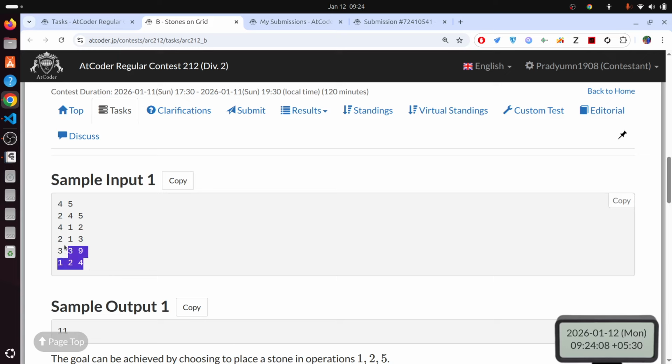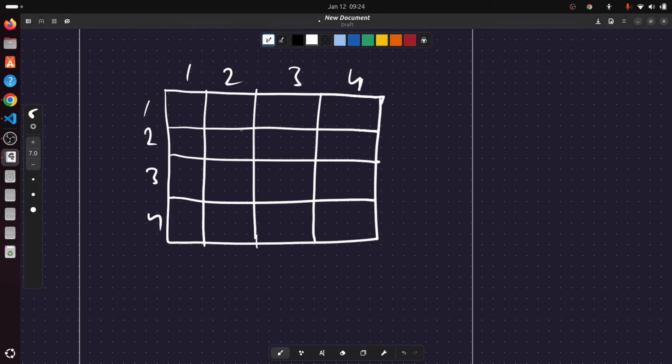So what this means is that let's say the first operation, so we can put a stone at row 2 column 4, like at 2 comma 4 at a cost of 5, right? Like we can choose to either put or not put, but yeah, in the first operation we have to put the stone. Okay, so this 2, 4, 5 is compulsory. So we have to put a stone in row 2 column 4. Okay, so we put a stone here, and the cost currently is 5, right?